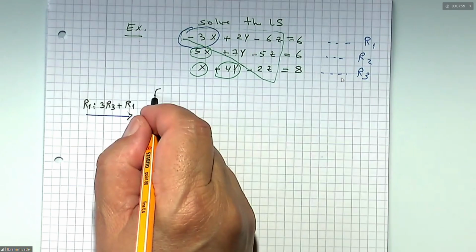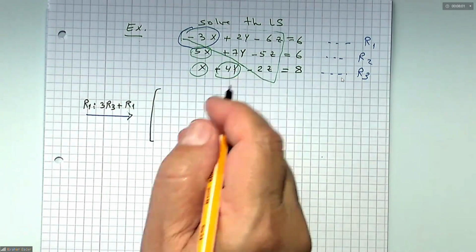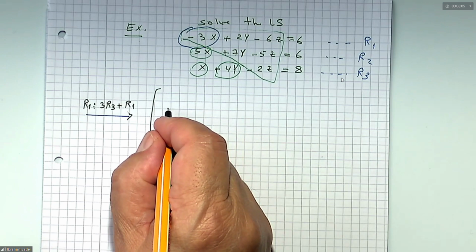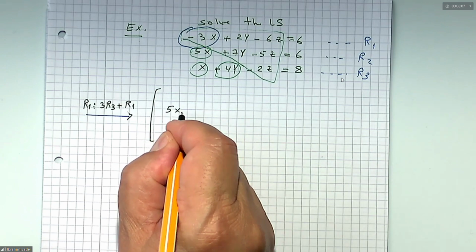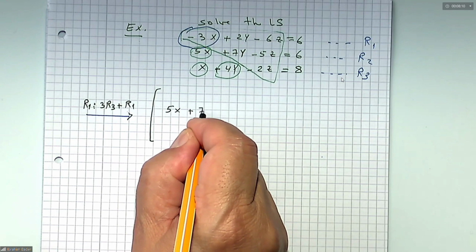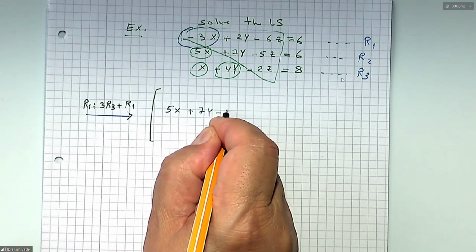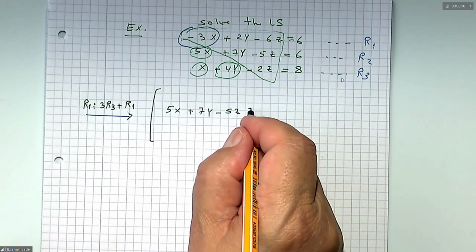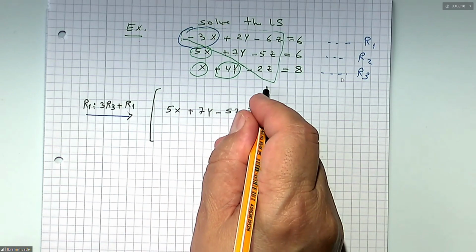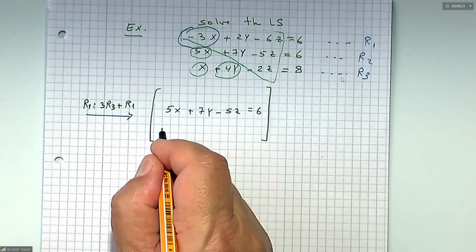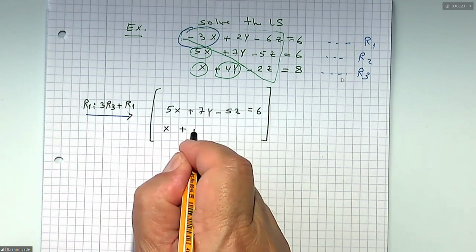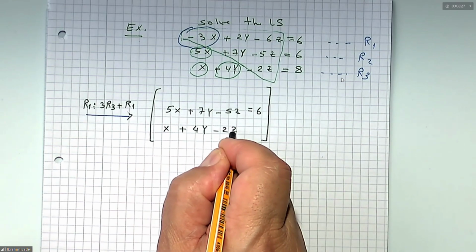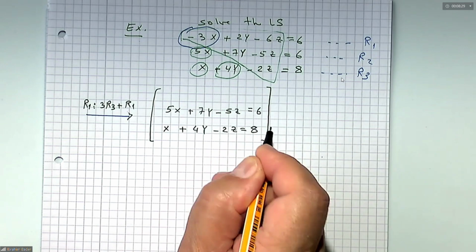Then let me just put this whole system here in this notation. Let's leave the first row here. Second row remains the same, 5x plus 7y minus 5z is equal to 6. The third row also remains the same. Notice that I'm using the third row, but it's not changing. I'm just changing one row at a time, which is the first row.